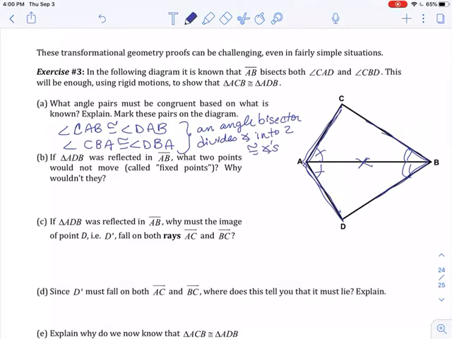If triangle ADB, now that's the one on the bottom, was reflected over this line AB, what two points would not move? We call them fixed points. And why would they not move? Well, the two points that are not going to move, if I reflected triangle ADB on the bottom, the A is not moving and the B is not moving. The reason why they're not moving, we've said this before, they're on the line of reflection.